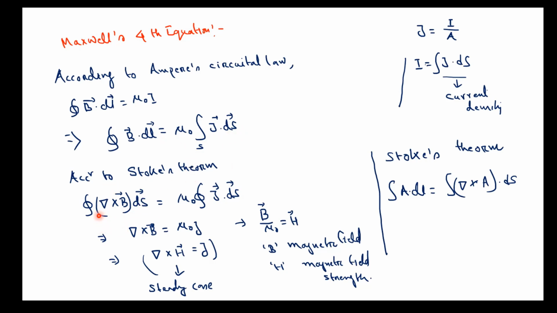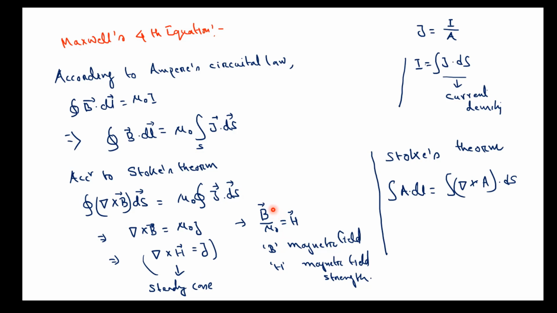So you see now, the right hand side and left hand side are in the surface integral, so I can simplify that value. I can write it like this: del cross B equal to mu naught J, because these are the same surface integral. Then I also write it like this: del cross H equal to J.